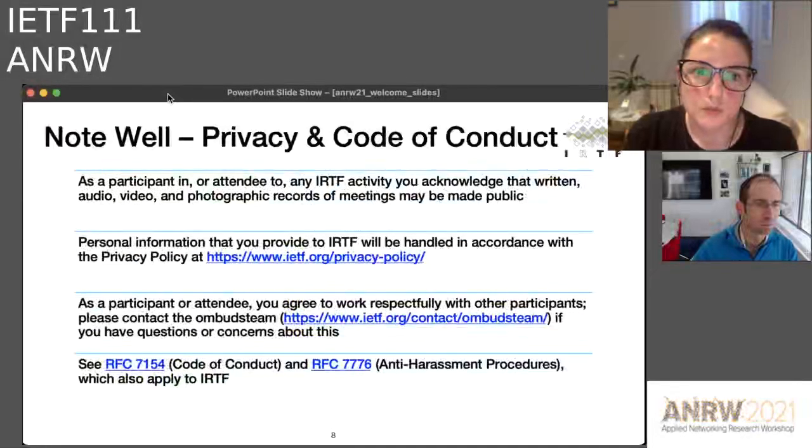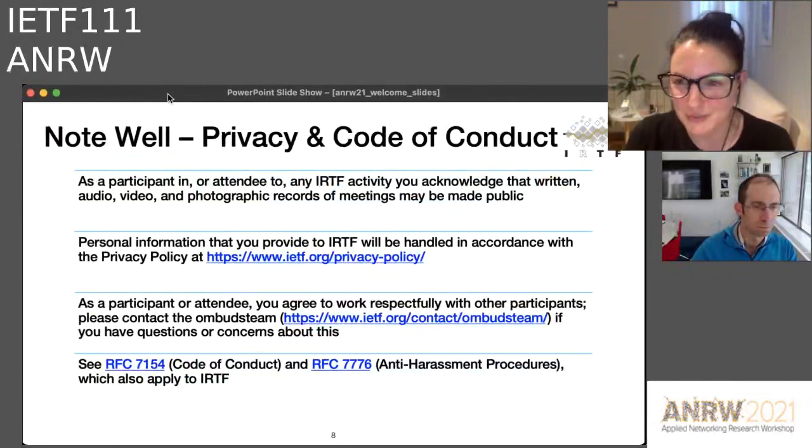And also please observe the note on privacy and code of conduct. Essentially, just agree to work respectfully with the other participants.